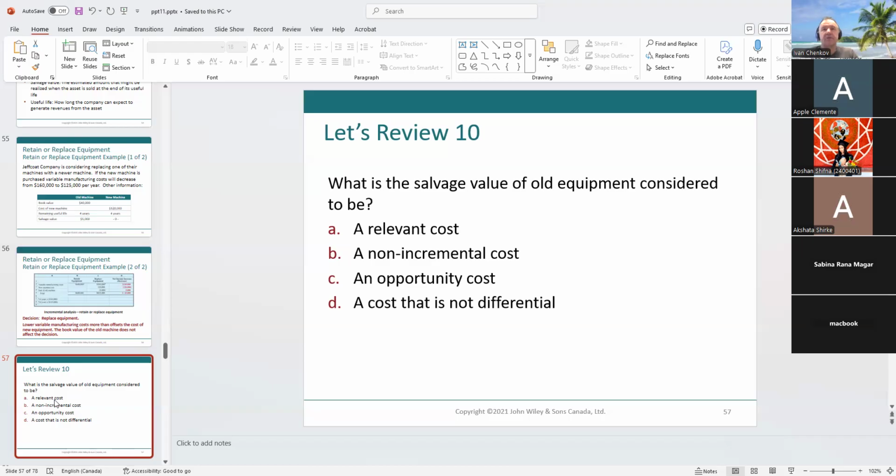No. Cost that is not differential obviously is different, right? Because if we don't do it, we're not going to get it. If we do it, we have to get it. So now, is it a relevant cost?